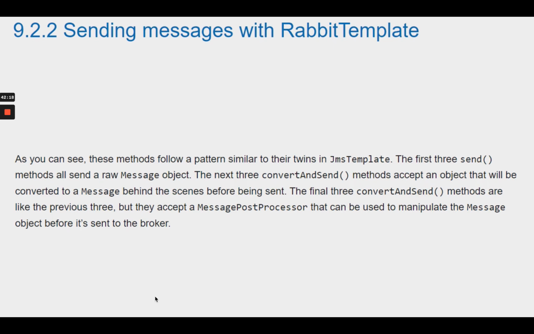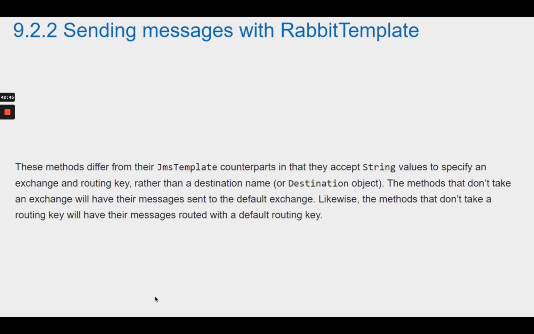As you can see, these methods follow a pattern similar to their twins in JMS Template. The first three send methods all send a raw message object. The next three convert and send methods accept an object that will be converted to a message behind the scenes before being sent. The final three convert and send methods are like the previous three, but they accept a message post processor that can be used to manipulate the message object before it's sent to the broker.